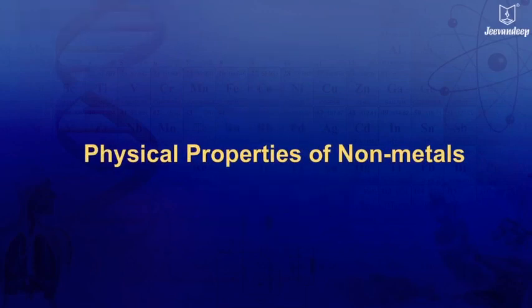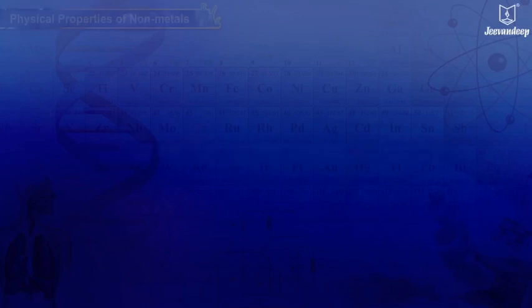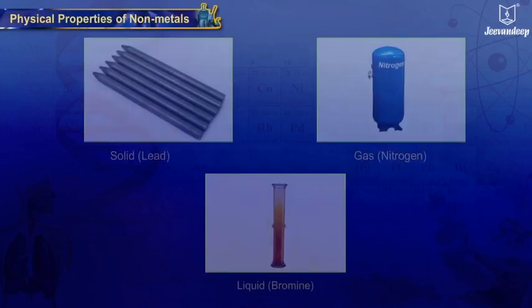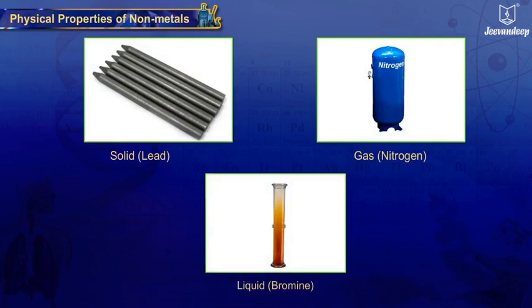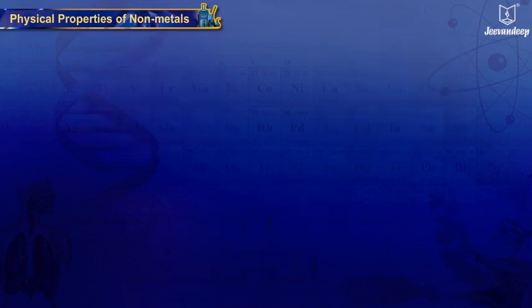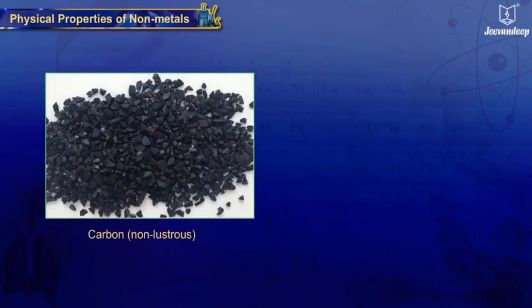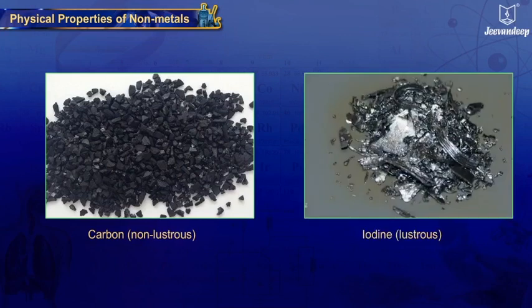Physical properties of non-metals. Non-metals exist either in solid or gaseous state, with the exception of bromine that exists in liquid state. Non-metals usually do not have luster. Iodine is the only non-metal that has luster.